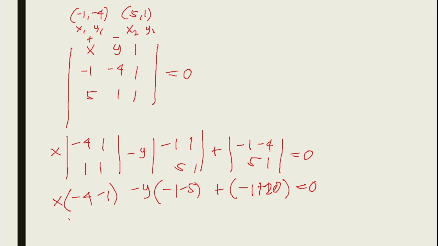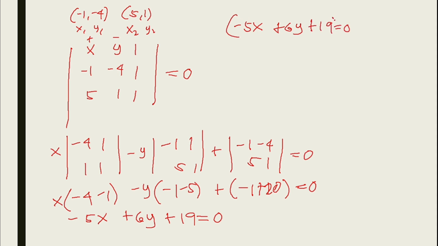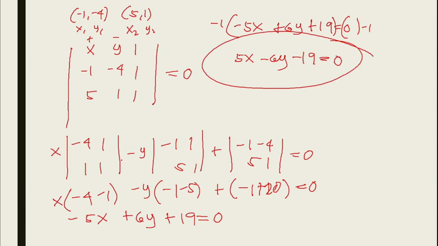So this is negative 5x plus 6y plus 19 is equal to 0. Since we need to have the general equation, we copy this part first. In a general equation, the A is positive, so we need to multiply all terms by negative 1. So this is 5x minus 6y minus 19 is equal to 0. So again, this is in the determinant form.